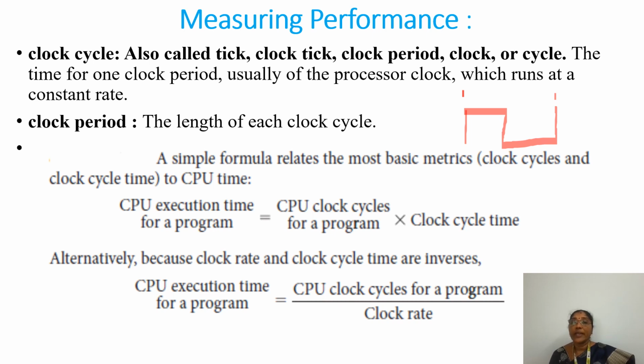Here, the clock rate and the clock cycle time are inversely proportional. That is, the clock cycle time can be referred to as 1 by clock rate. And hence, we have substituted the clock cycle time as 1 by clock rate. And hence, the CPU execution time for a program is equal to CPU clock cycles for a program divided by clock rate.